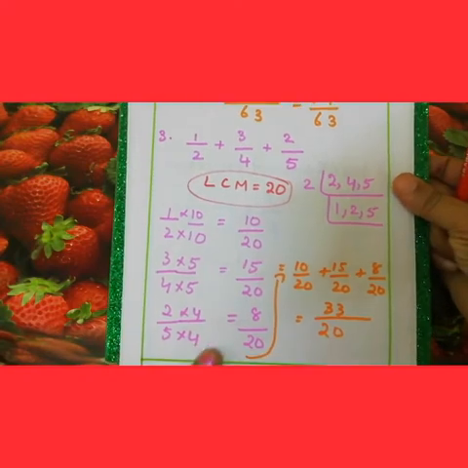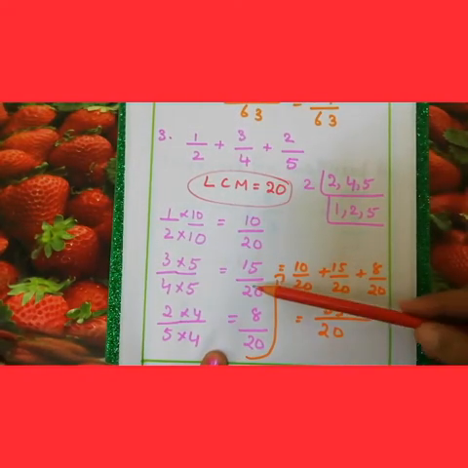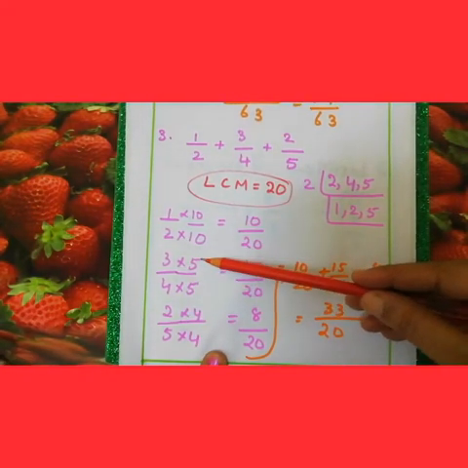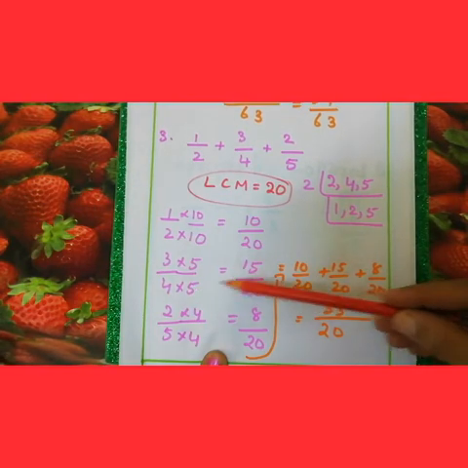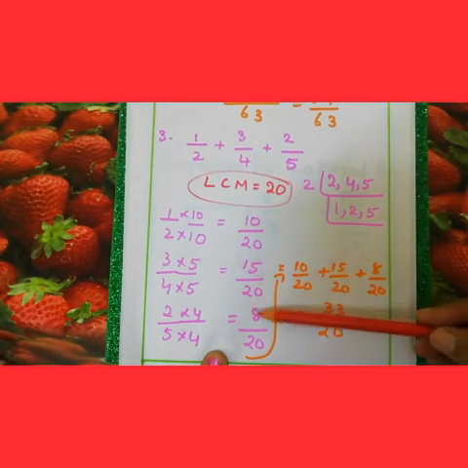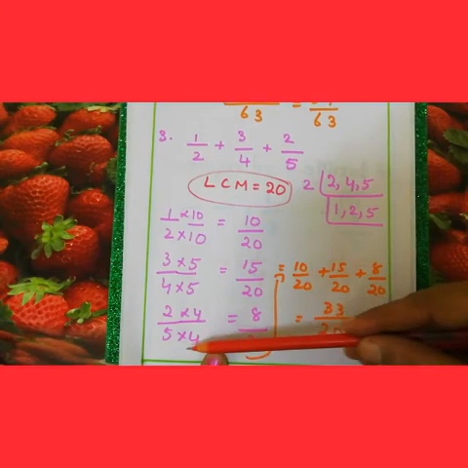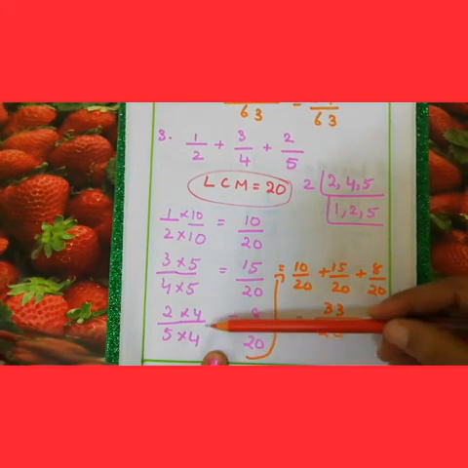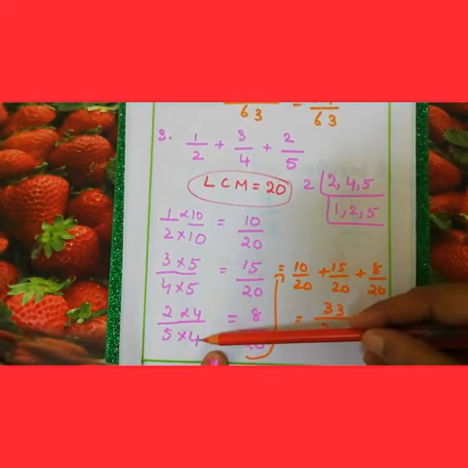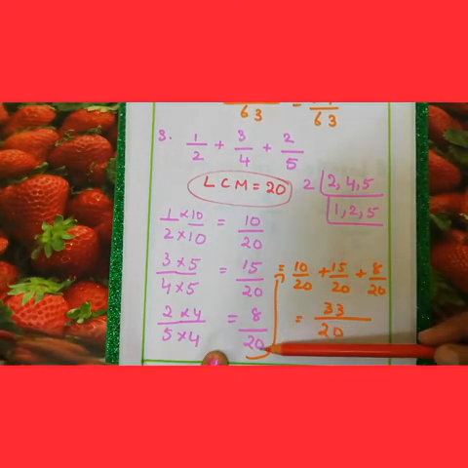Then 3 by 4: to make the denominator 20, multiply both the numerator and denominator by 5. So it is 15 divided by 20. Then 2 by 5: to make the denominator 20, multiply both numerator and denominator by 4. It will become 8 by 20.